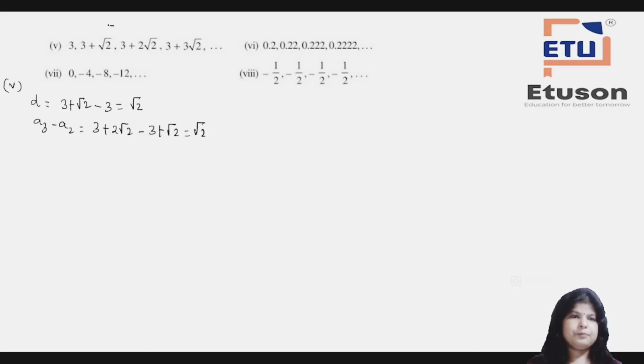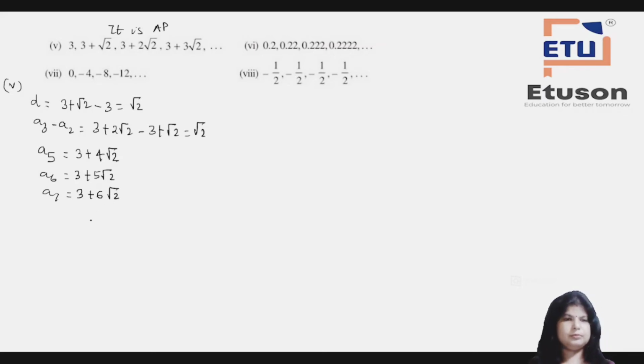So it is AP. Okay. So you need to find out the next subsequent numbers. So you have 1, 2, 3, 4. So A5 will be how much? 3 plus 4 root 2. Okay. Then A6 will be 3 plus 5 root 2. And A7 will be equal to 3 plus 6 root 2. Correct? Correct. So these are the subsequent numbers.